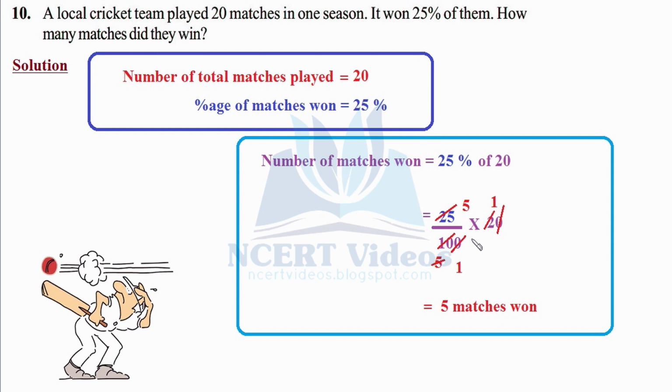Now simplify it. First of all, 0 and 0 cancel, 1 2 is a 2, 5 2 is a 10. Now we have 25 over 5. 1 5 is a 5, 5 5 is a 25. So only 5 is left in the numerator, nothing in the denominator. So therefore 5 matches won. That is, 25% of 20 is equal to 5. So the team won 5 matches in total. That is your last question, question number 10.